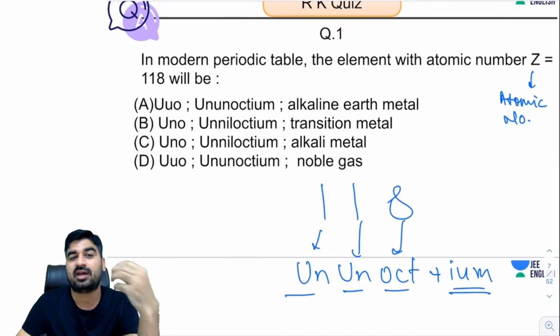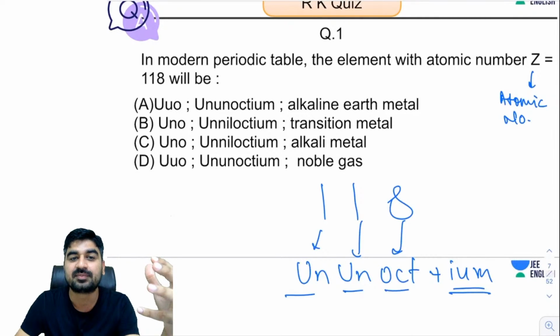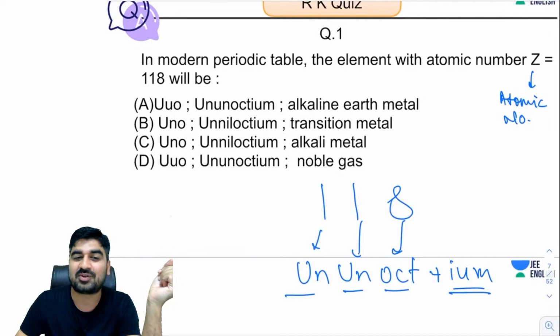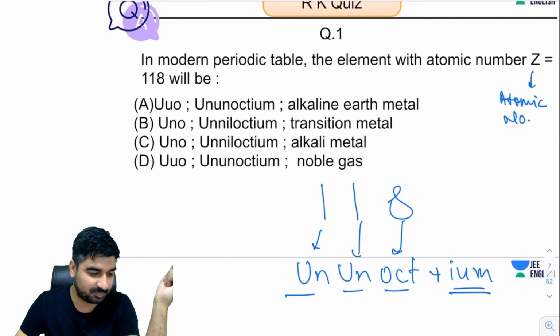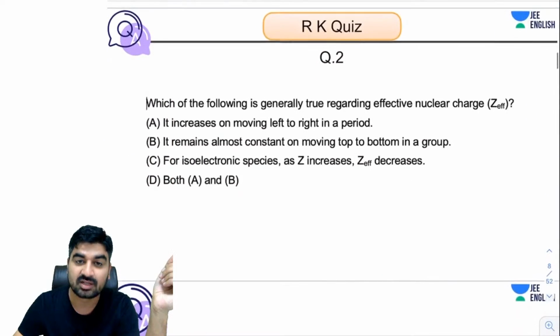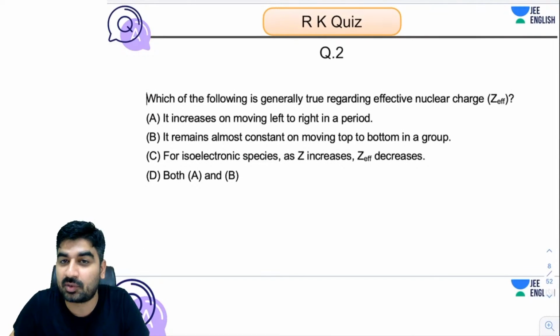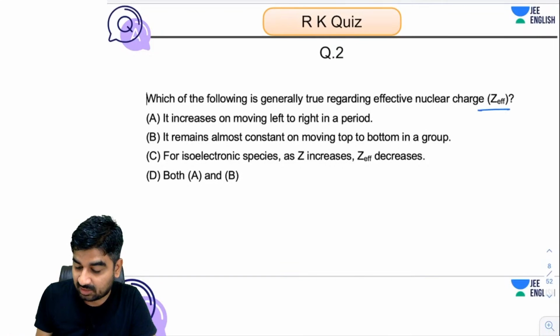So it was an easy problem. I told you as our quiz proceeds, the level of problems will keep on increasing. So it was easy and most of you have done it correctly. So let's move to the next problem and it's on your screen. Question number 2. Which of the following is generally true regarding effective nuclear charge?